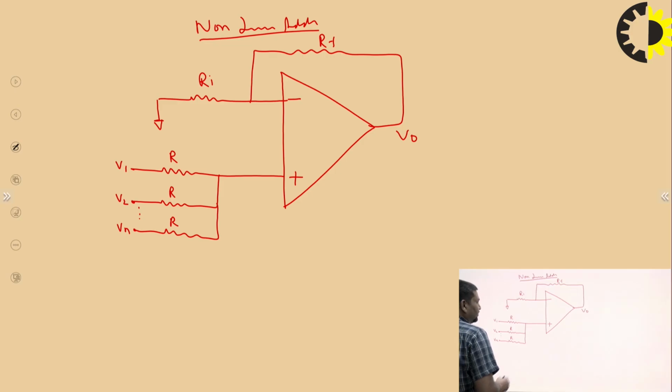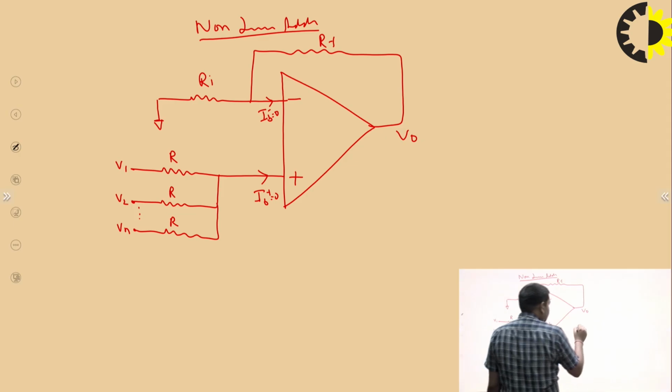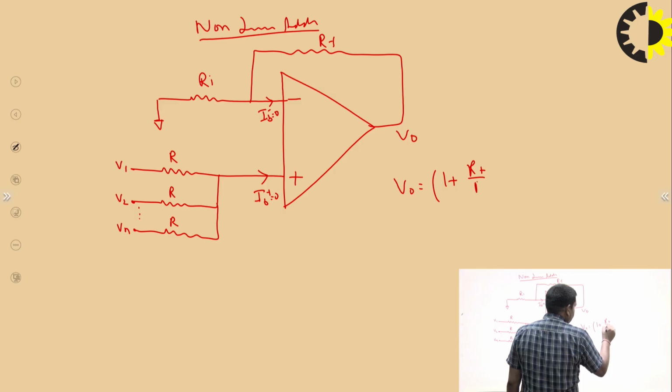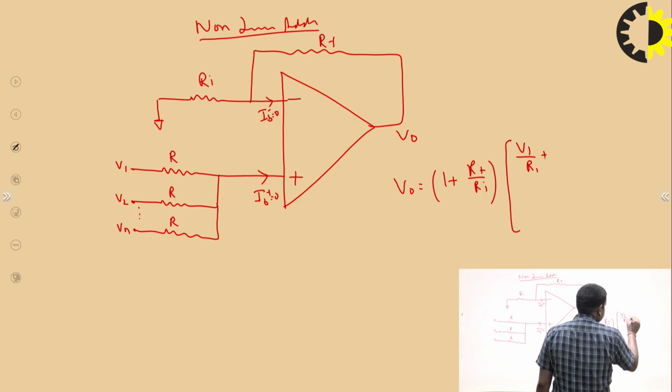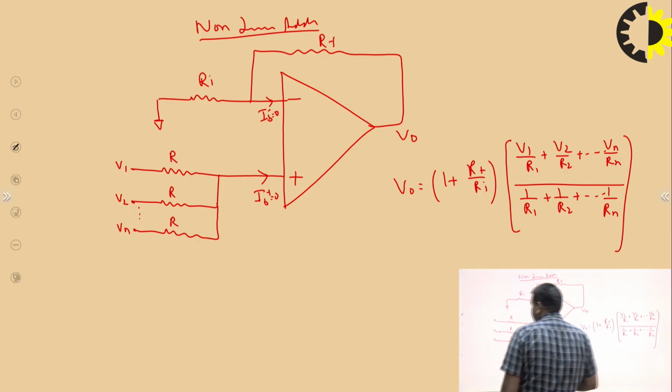We can easily calculate it, because the bias current should be 0 for an ideal op-amp. So V0 is equal to 1 plus Rf upon Ri, times V1 upon R1 plus V2 upon R2 up to Vn upon Rn. This is the output voltage. We just have to prove the term 1 upon R1 plus 1 upon R2 plus up to 1 upon Rn. How do we solve this?